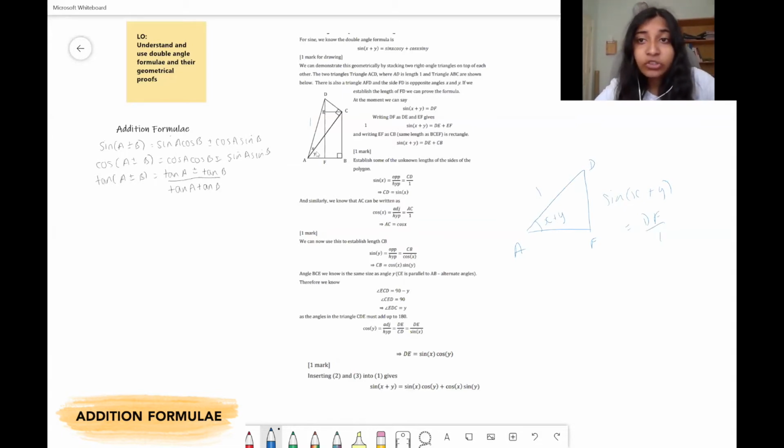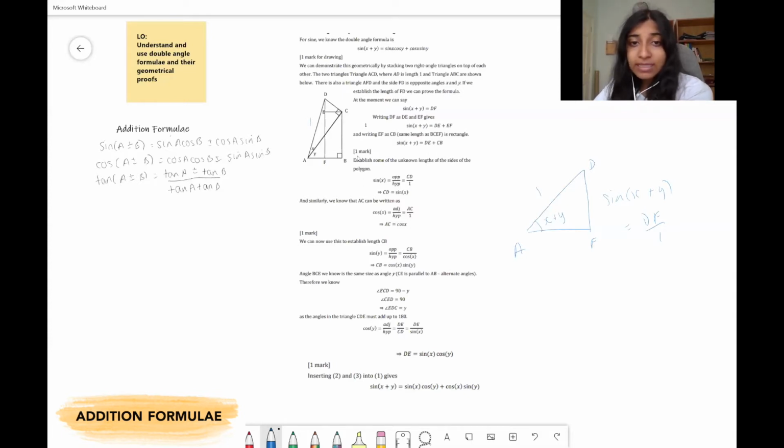Then we can also rewrite the length DF in terms of DE and EF. DF is the same as DE plus EF. Then we want to write EF in terms of CB. The line EF is the same as line CB because it's a rectangle, so those two are equal. So we can rewrite this again by saying that sine x plus y is equal to DE plus CB.